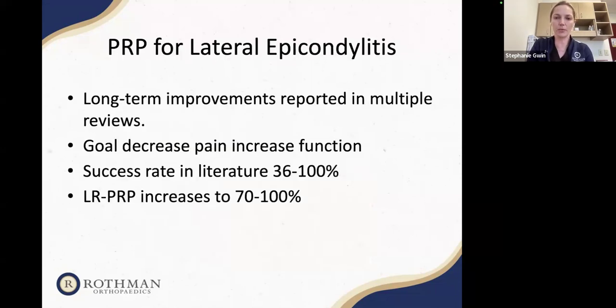And what is the evidence for PRP for tennis elbow? There's long-term improvement in multiple different reviews. Again, the goal is to decrease the pain and increase the function. We do expect some tendon healing, but again, if you have a big tear, it's not attaching those pieces to each other. The success rate in the literature varies pretty widely, anywhere from 36 to 100.